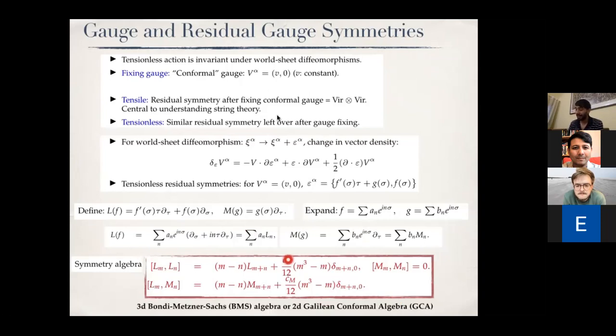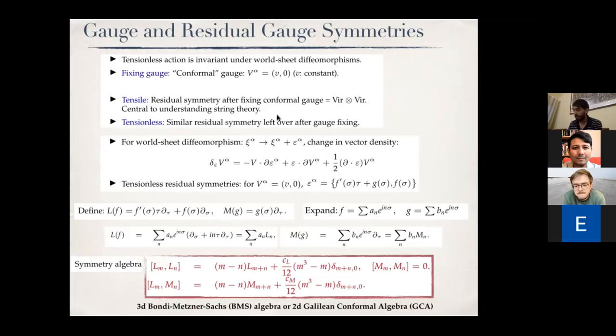Actually, you do not get any central terms. I've just written these central terms to show you what it could have when you move away from the... when you quantize the system and then have ordering ambiguities. So this is the symmetry algebra that you get, and this essentially is what is known in the literature as the three-dimensional Bondi-Metzner-Sachs algebra, or equivalently, isomorphically, the 2D Galilean conformal algebra.